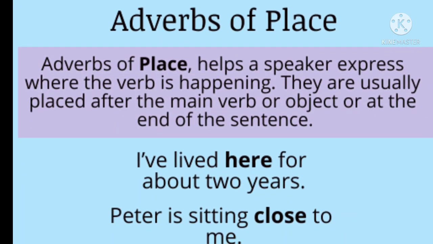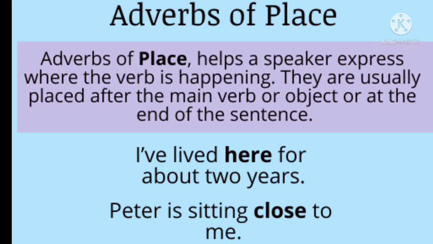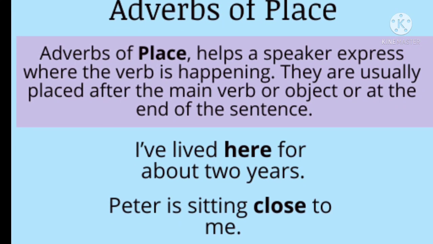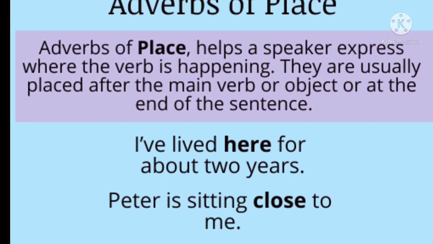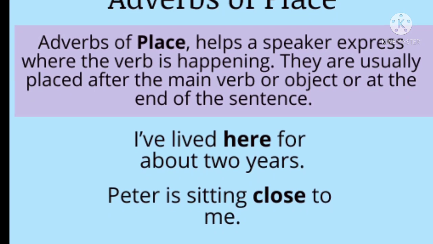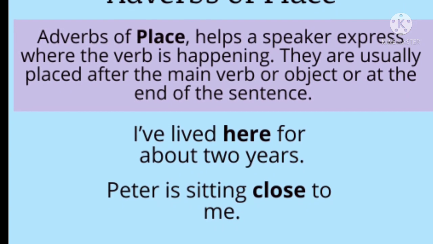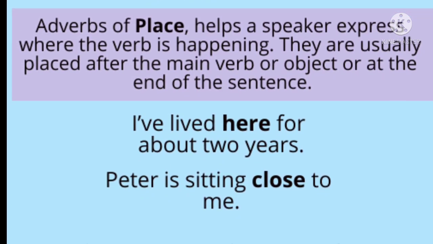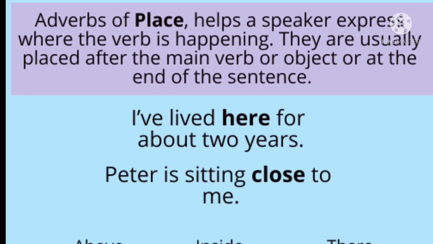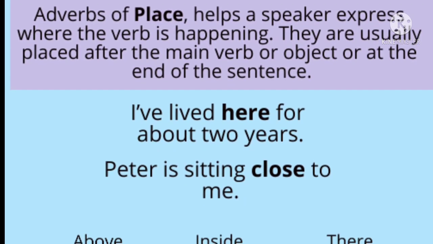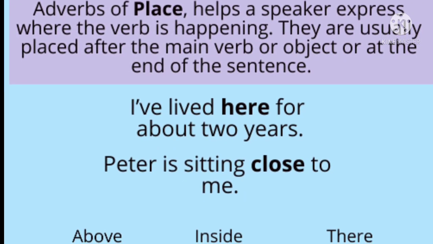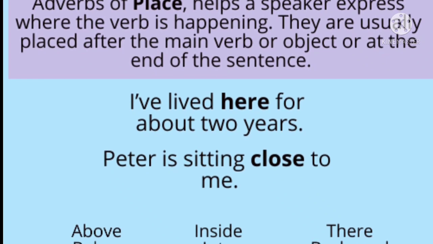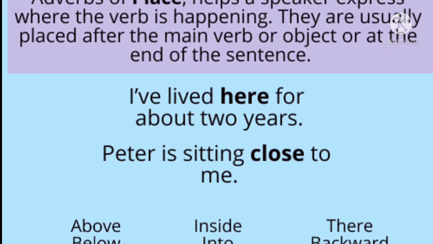Let's now understand what an adverb of place is. Adverbs of place help the speaker express where the verb is happening. They are usually placed after the main verb or object, or at the end of the sentence. So, students, what is an adverb of place? Adverbs of place tell us where an action takes place.